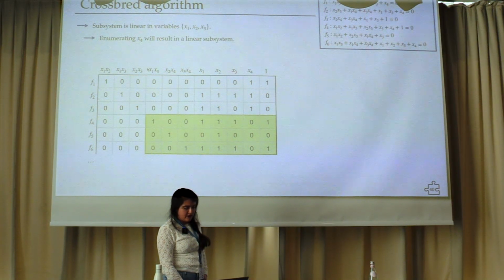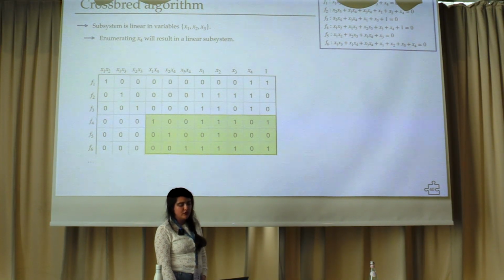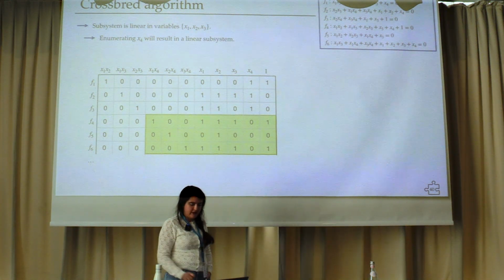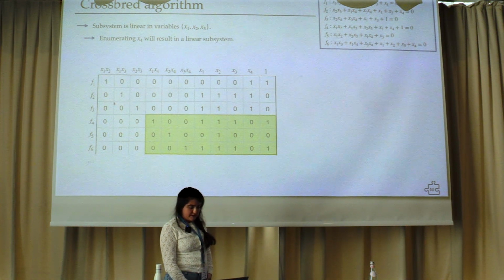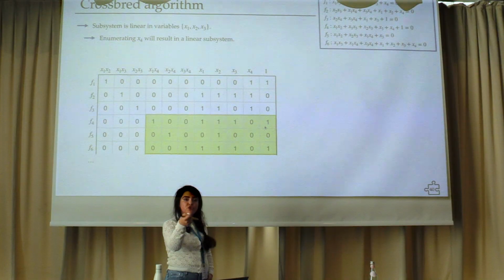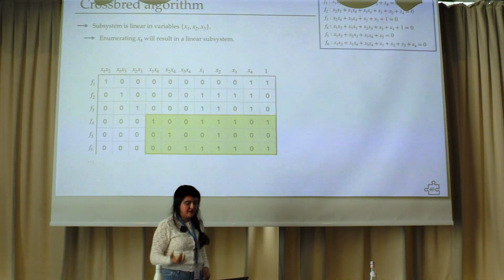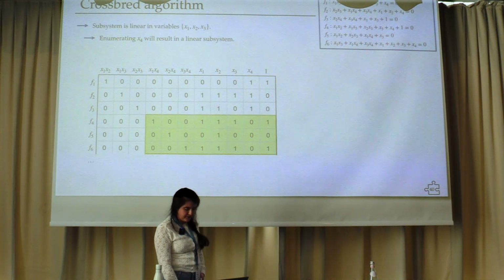So if you look at this subsystem that I'm taking here, that is highlighted, it is linear in everything but x4. For instance, if you enumerate x4, then you get a linear system. So this is another optimization. You can put your system in this form, take a subsystem, and then you have fewer enumerations. You enumerate the one variable, and then you solve a linear subsystem. And this gives a better trade-off than just enumerating anything.